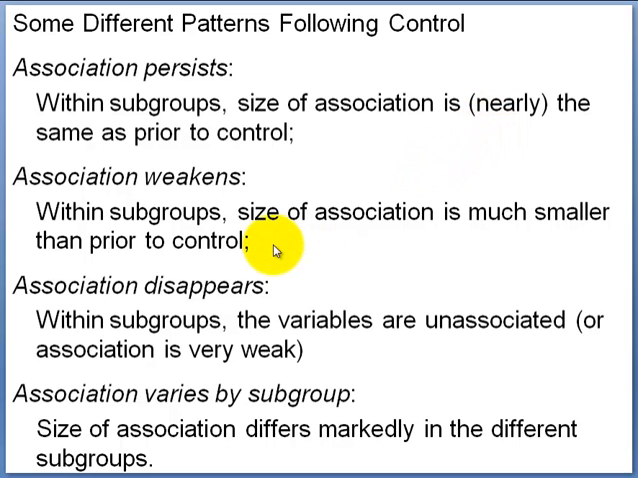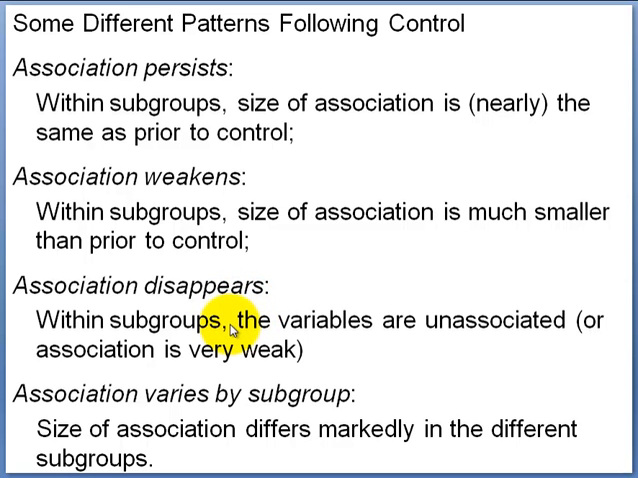Now, another pattern that you often see is that within the subgroups, the association weakens, but nevertheless continues to be there. Within the subgroups, the size of association is considerably smaller than was the case prior to control. This is the situation where, in essence, the controlled for variable is a partial reason for the relationship that's observed. And then a third pattern that you see is that within the subgroups, the relationship disappears.